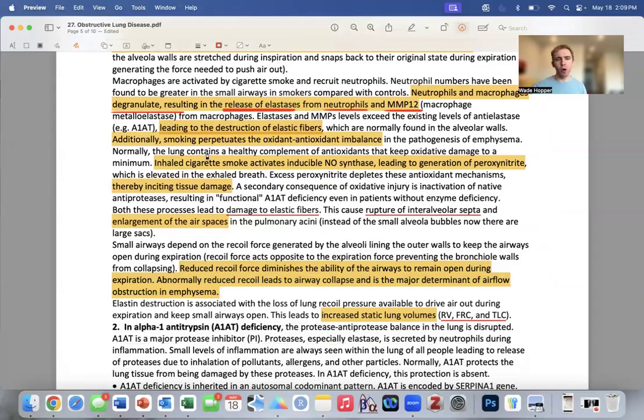Additionally, smoking perpetuates the oxidant-antioxidant imbalance in your lungs. Inhaled cigarette smoke activates iNOS, inducible nitric oxide synthase, which leads to peroxynitrite generation. Peroxynitrite's a free radical. You deplete your antioxidants, you're more susceptible to free radical damage down in your alveolar walls.